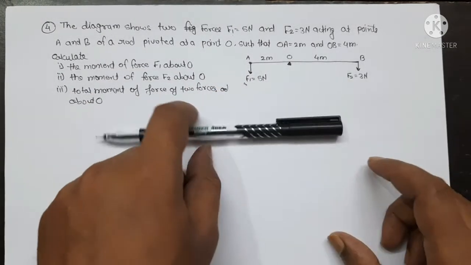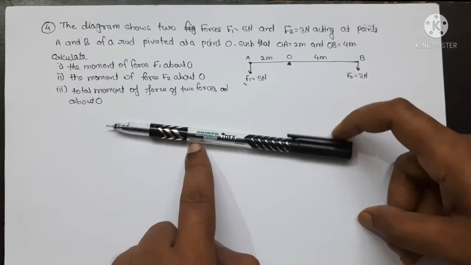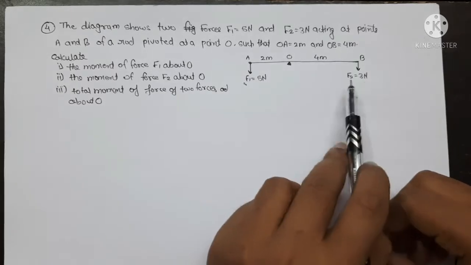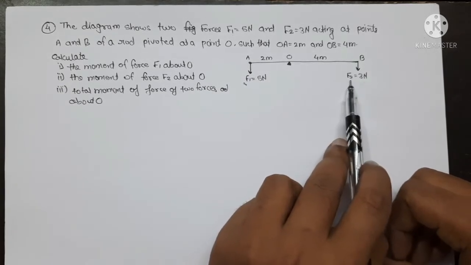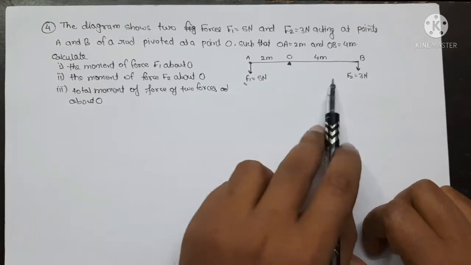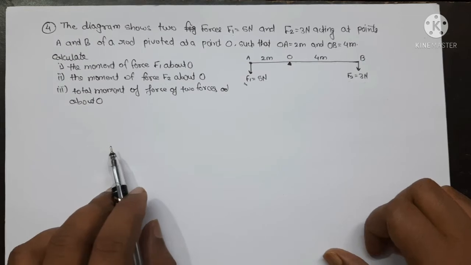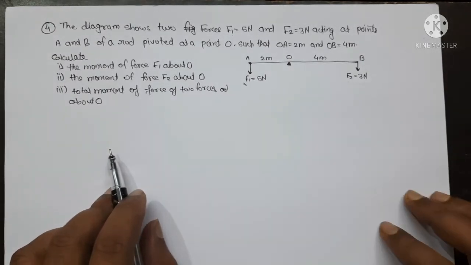And similarly for F2 it will be simply downward. So this is my pivoted point, and it will rotate like this. So the motion will be clockwise. Now calculate the moment of force due to these two forces F1 and F2, and what will be the total moment of force because of these two forces. Okay, so let's start.